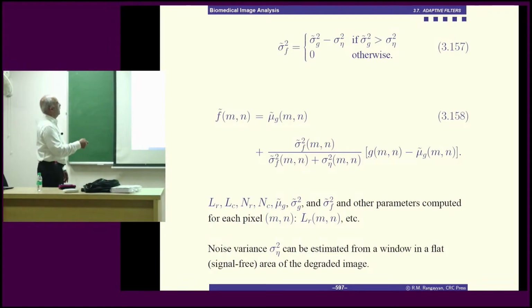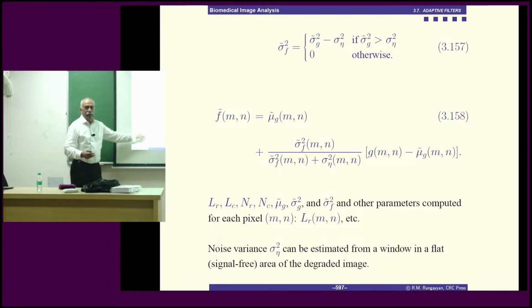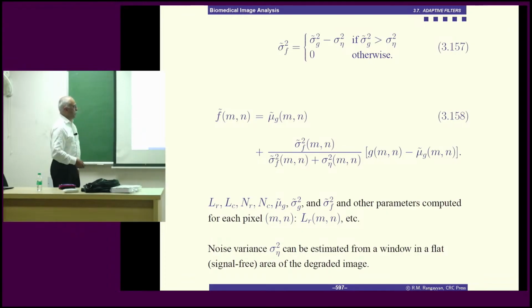Then the estimate is mu G plus a weight times (G minus mu G). The same thing, low pass, high pass, with this weight factor. Sigma square F is given from that. Sigma square eta must be independently estimated using some other mechanism. These are computed for every pixel: LR, LC, NR, NC, mu G, sigma square G, sigma square F.